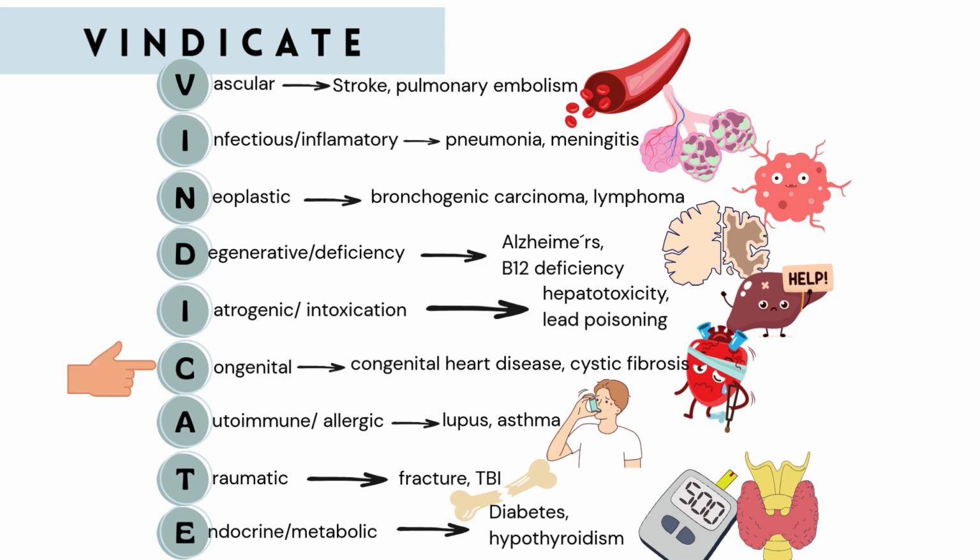C is congenital, such as congenital heart disease or cystic fibrosis. A is autoimmune or allergic, such as lupus or asthma. T is traumatic, such as a fracture or traumatic brain injury. And finally, E for endocrine or metabolic, such as diabetes or hypothyroidism. This tool allows us to broaden our view and ensure that we explore all relevant diagnostic possibilities.